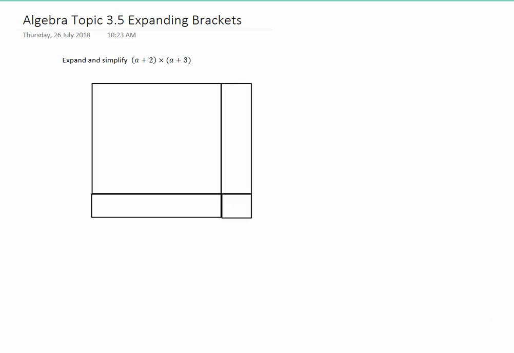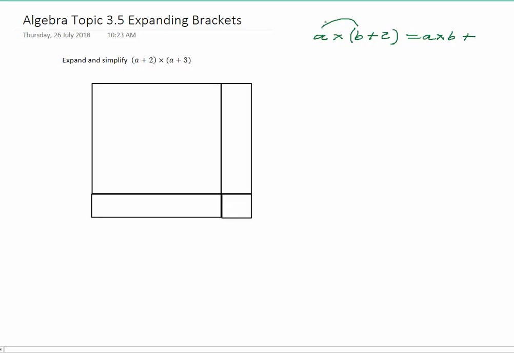So far we've done the distributive rule. So that means if you have an expression like this, A times, in brackets, B plus C, we go A times B plus A times C. Normally written as just AB plus AC. So that's the distributive rule.